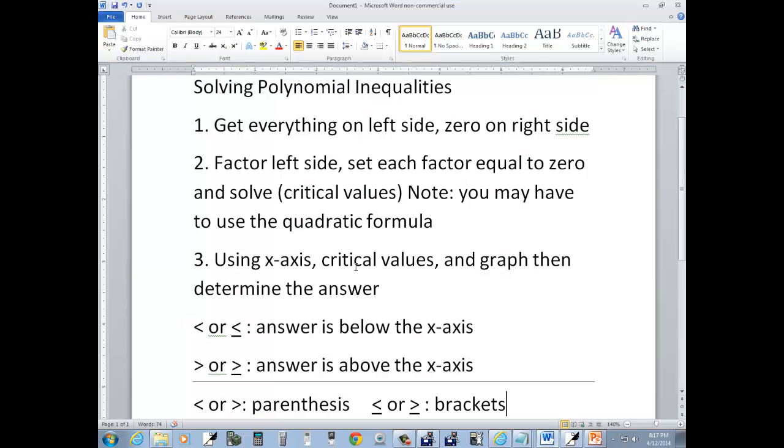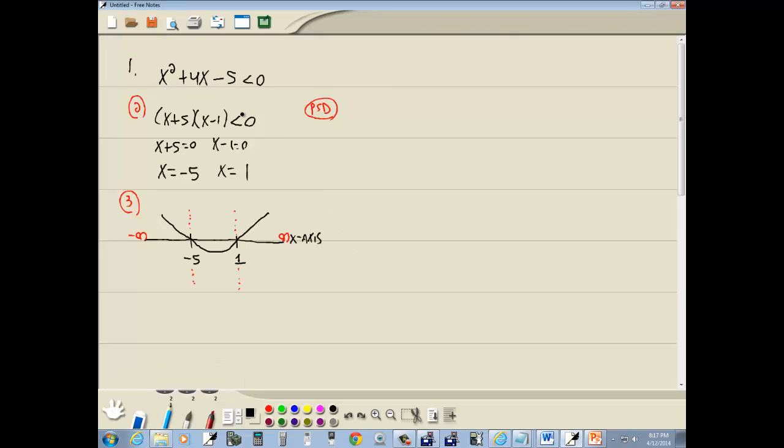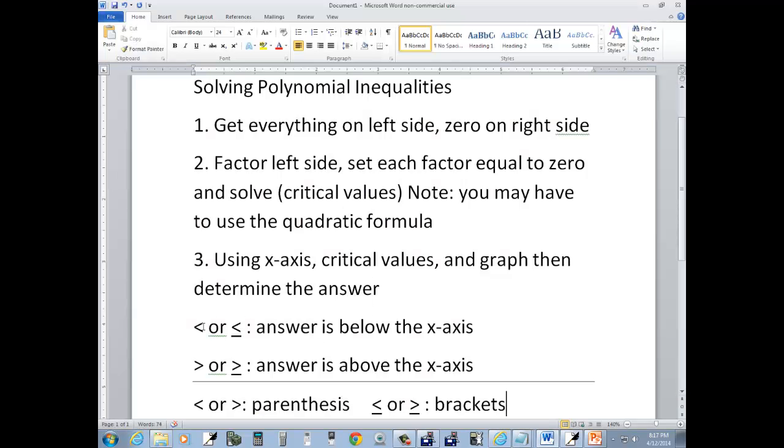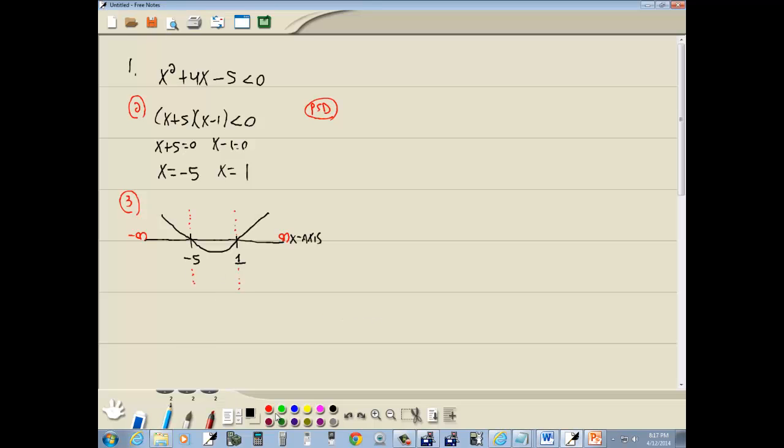Okay. Using the x-axis, critical values and the graph, then determine the answer. This is a less than, and for less than, we say our answer is below the x-axis. What do we mean by that? Is we're looking where our graph is below the x-axis. Well, it's below right here.